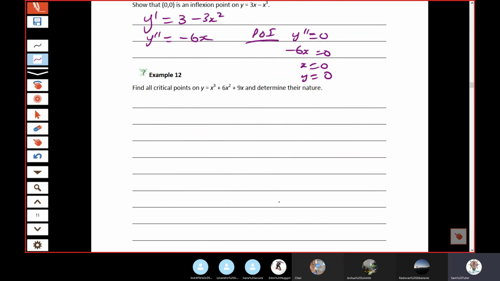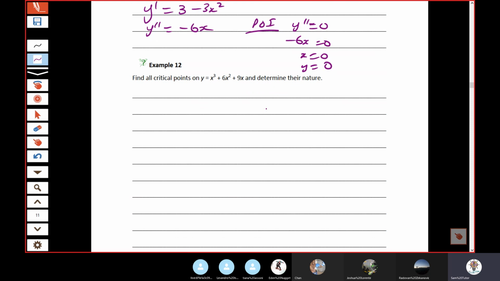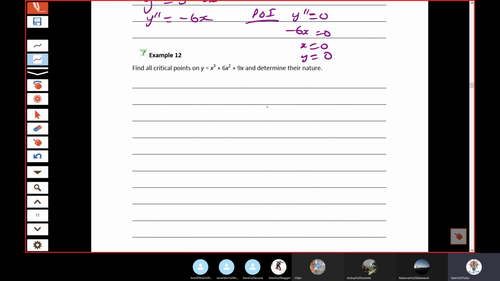All right. Find all critical points. What does that mean? Everything. So can you tell me everything? Point of intersection. Point of inflection. Oh, wait, intercept? Intercept. Yes, I thought you would miss that. All right, points of inflection, stationary points, and intercepts.